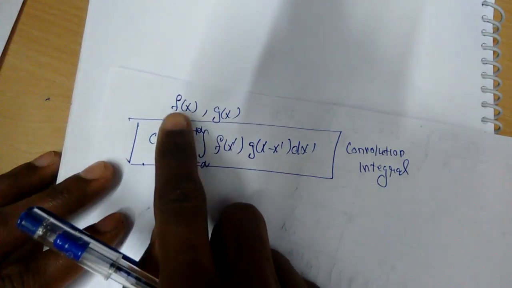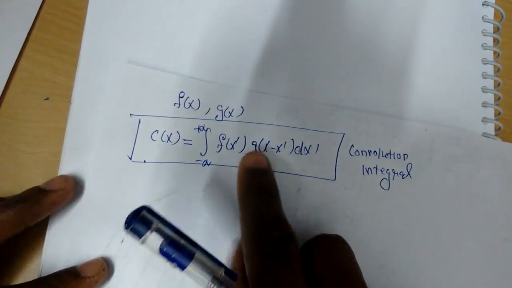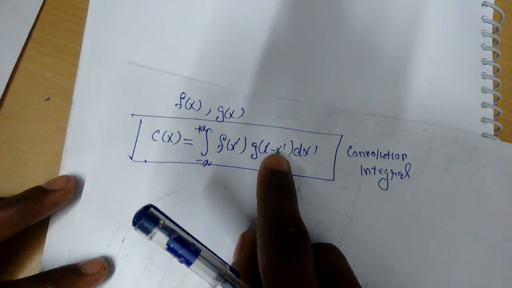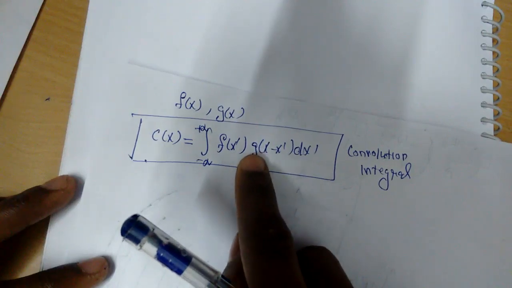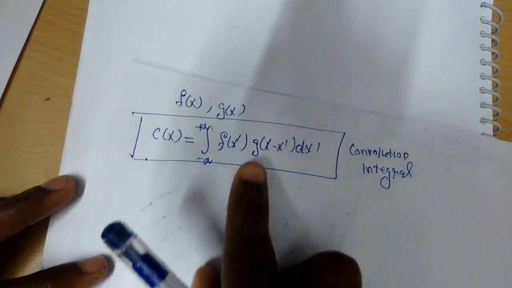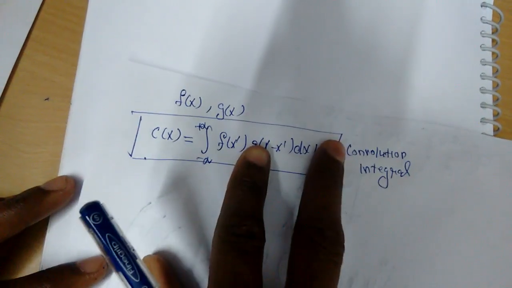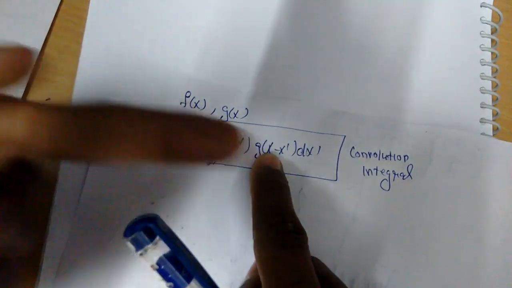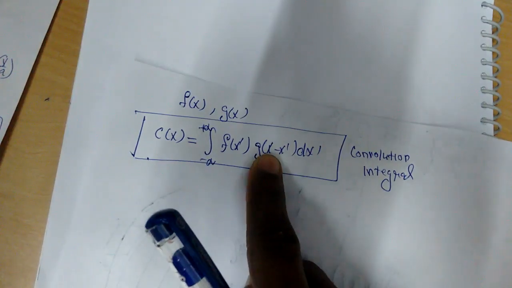You have one function f(x) and g(x), and this is the integral. As you can see, there is minus x prime in g and this is x prime. So what you're doing here is flipping g, that means you're changing plus x to minus x. And this x plus x will give you a shift in the x direction. Depending on plus or minus, this shift will be along the plus axis or minus axis.